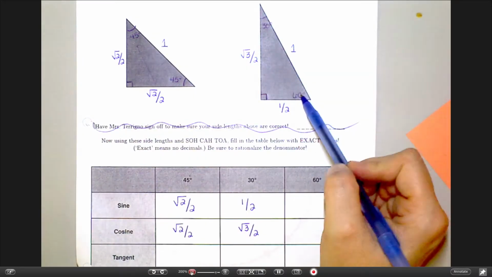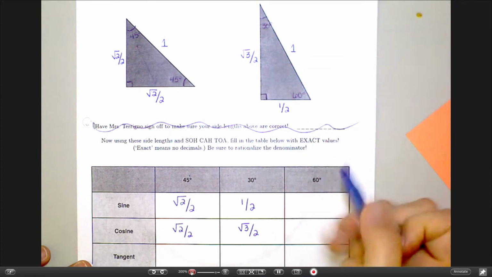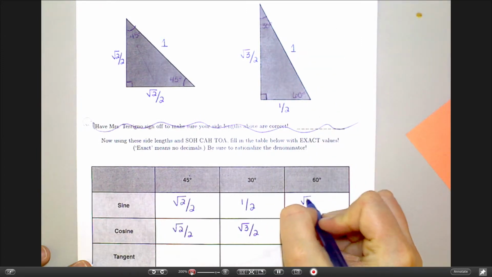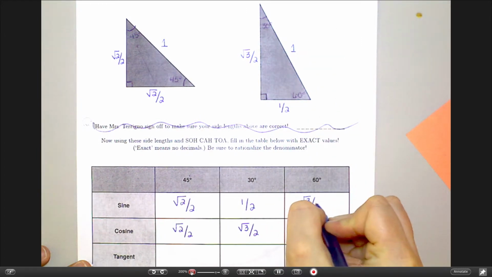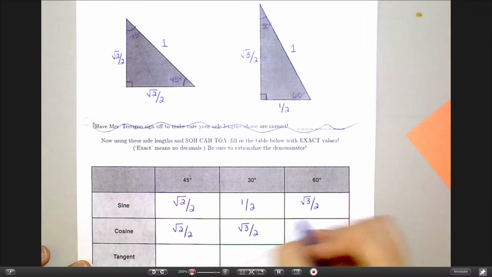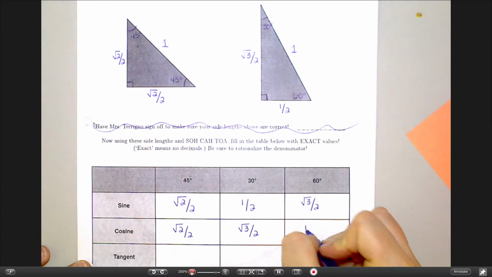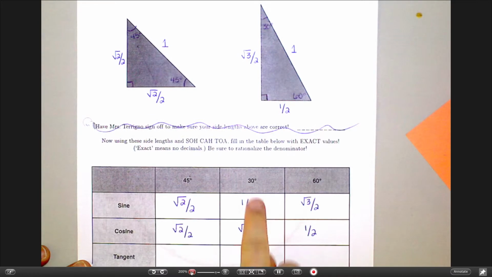Sine of 60 would be opposite over hypotenuse, so square root of 3 over 2. And this one would be 1/2, yep. Remember we learned that property that the sine of one angle is going to equal the cosine of the other, so these ones should match one another.